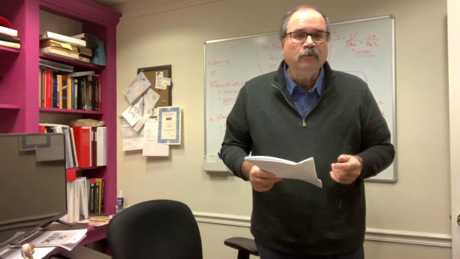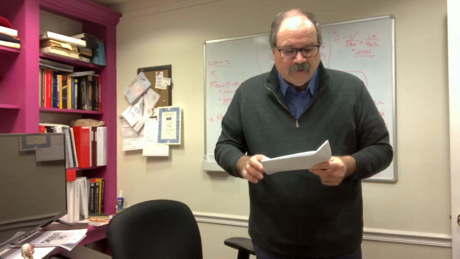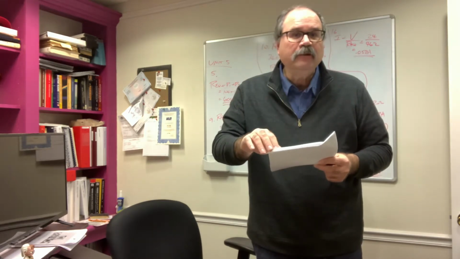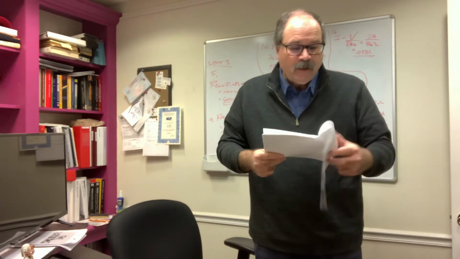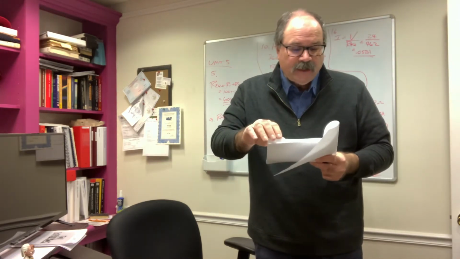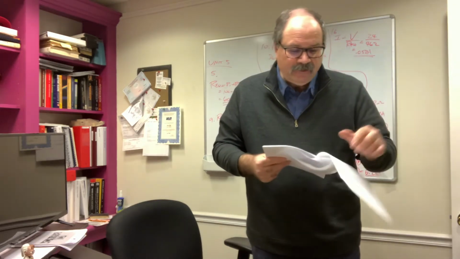I'd like to go over your Unit 5 homework solutions. Question 1, a series circuit has only one path for current flow. Remember, the current is the same through all of the resistors. Question 2, voltage is the force that pushes the electrons through a resistance.